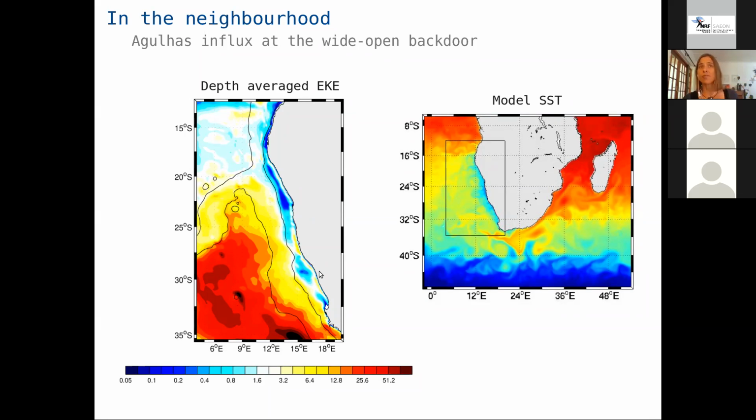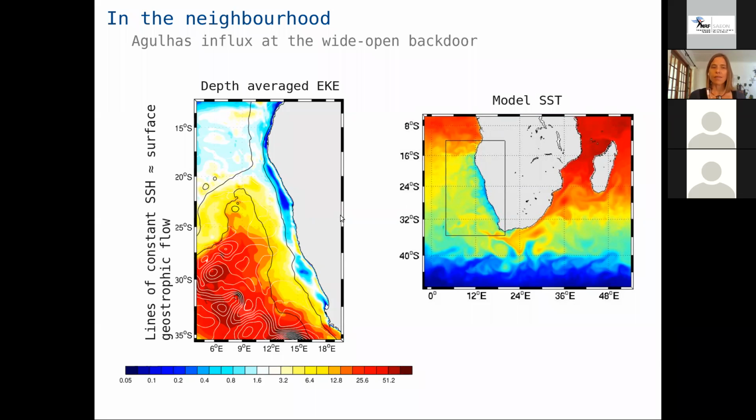So these depth averaged eddy kinetic energies are derived from this numerical model, which is a ROMS model. It's a two-way nested model. So we have a parent domain at a lower resolution, which forces a high resolution child domain.